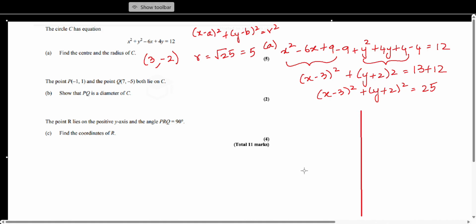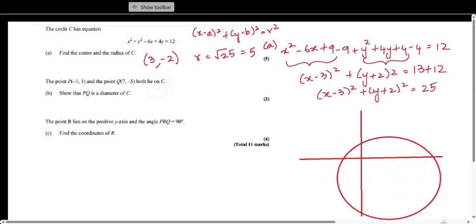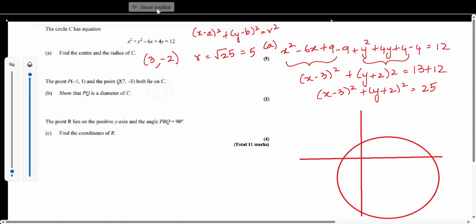So I am drawing the coordinate axis here, because having it for circle sketches is always helpful, because it gives us an idea of where the circle lies with respect to the origin. Now that we got the center as (3, minus 2), our circle should be something like this. Let us try to mark whatever information we have. (3, minus 2) is the center of this circle C.